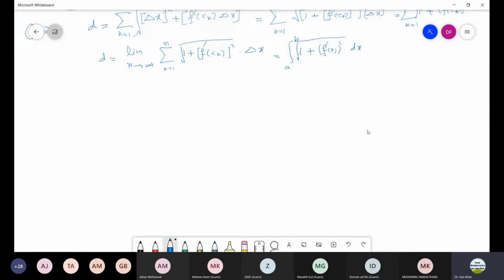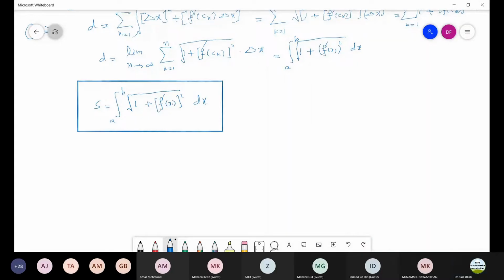Now let me write this in this form. Sometimes we denote this by s, sometimes by d. So s is equal to the integration from a to b of the square root of 1 plus f'(x) whole square into dx. So you must remember this formula. That is the required formula which we need to find by using the Riemann sum.